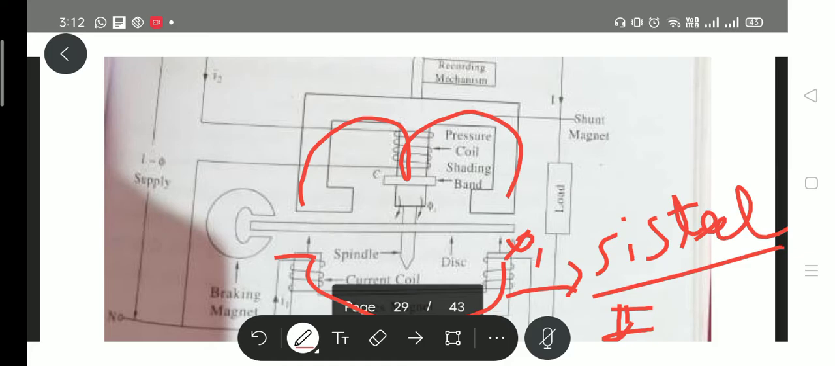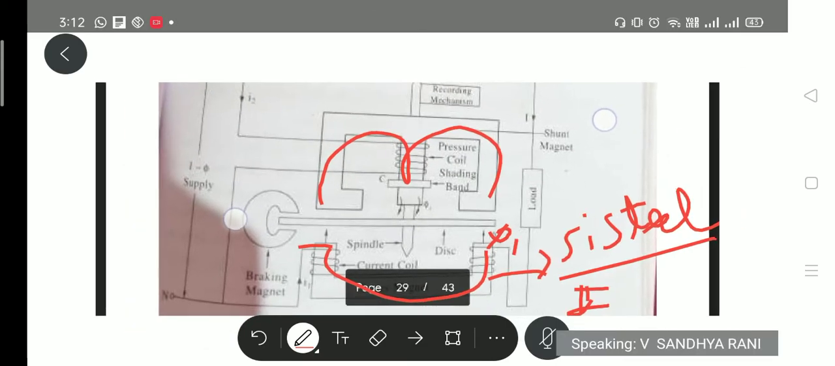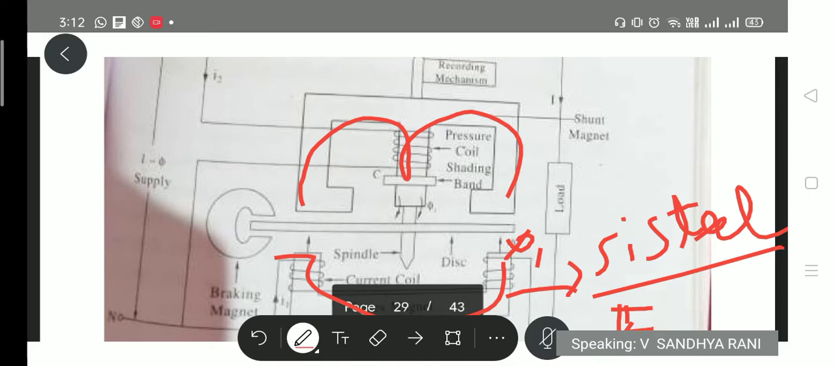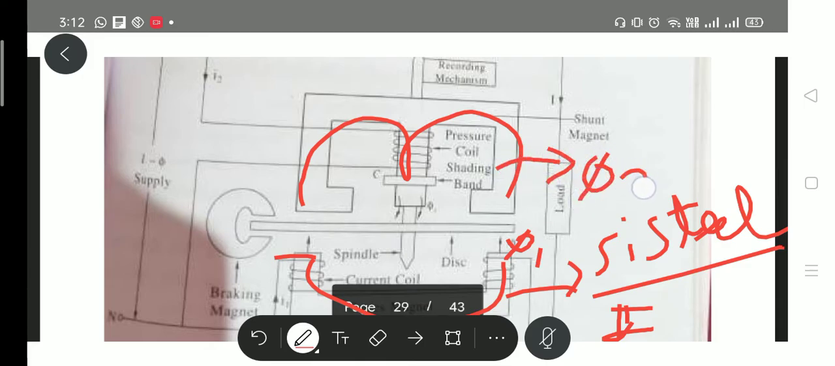Next, on the shunt magnet we have connected the pressure coil. In this pressure coil we can generate the voltage, and we can produce the flux phi 2 from the pressure coil, with voltage V. And they are lagging by 90 degrees. Both are 90 degrees lagging, this shunt and series magnets. This is the driving system connection.